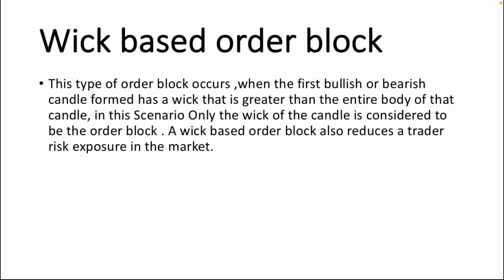Okay, now what are wick based order blocks? Okay, this type of order block occurs when the first bullish or bearish candle formed has a wick that is greater than the entire body of the candle. In this scenario, only the wick of the candle is considered to be the order block. A wick based order block also reduces a trader's risk exposure on the market.